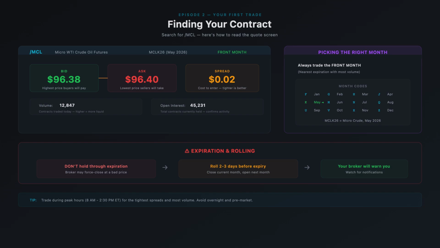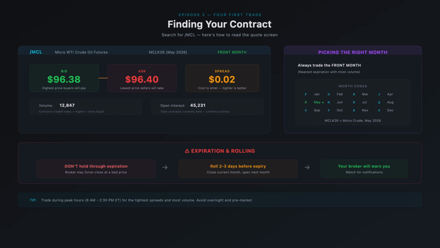Speaking of expiration, you need to pick the right contract month. Always trade the front month, that's the nearest expiration with the most volume. It'll be labeled something like CLJ26, where J is the month code and 26 is the year. April is J, May is K, June is M.